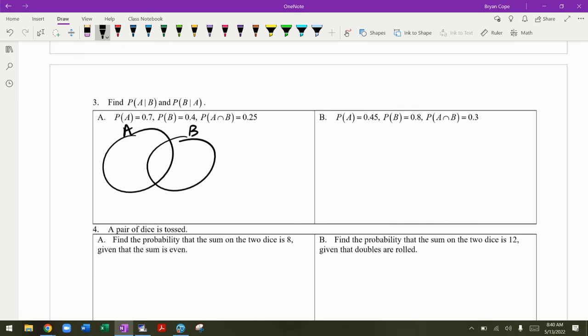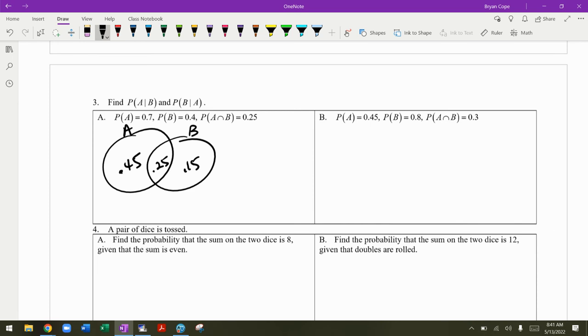What is the thing I know I can put in without any work? A and B, good. 0.25 goes in there, right? Now, the other pieces of the Venn diagram: the part that's only in A is 0.7 minus 0.25, which is 0.45. I just subtracted. And the part that's only in B is 0.4 minus 0.25, or 0.15.